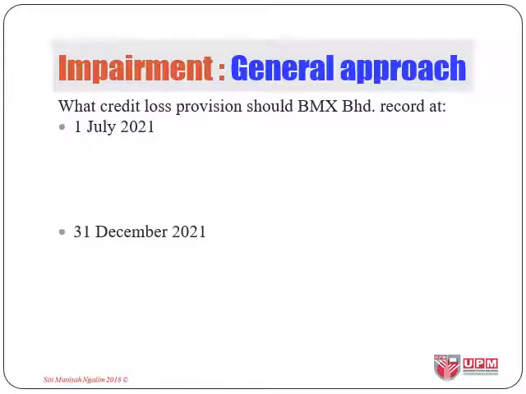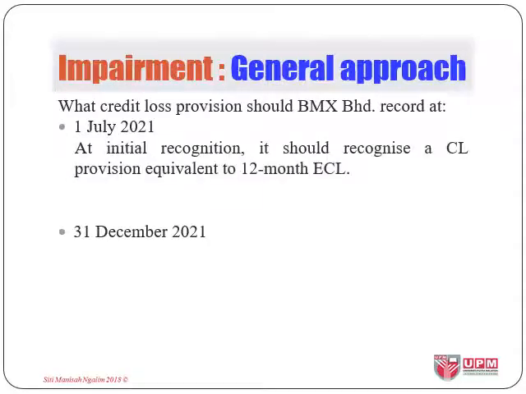So at initial recognition, which is also known as day 1 ECL, we need to recognize a 12-month ECL. So we simply multiply the probability of default, which is the risk of default at 2.5%, with a discounted cash shortfall of 800,000. This gives us 20,000 ringgit.